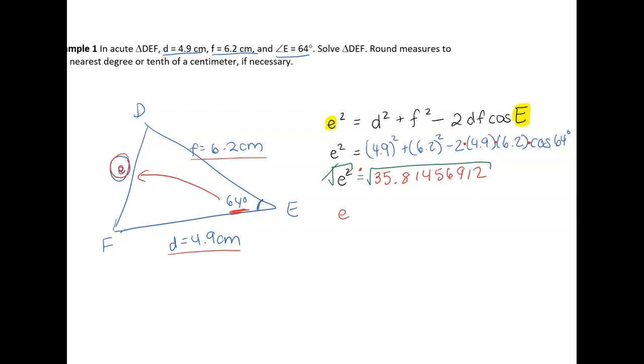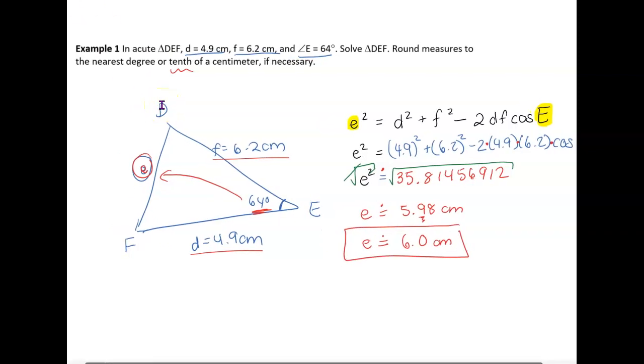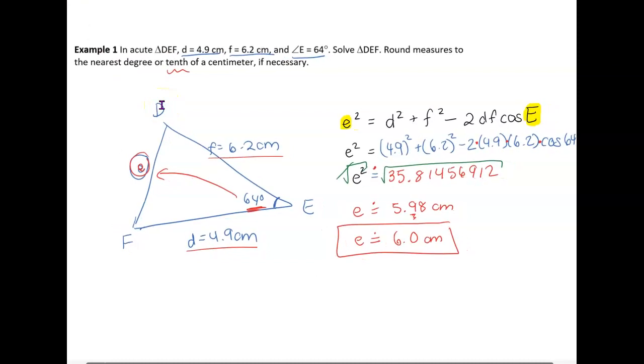So my answer of the side length of E is approximately 5.98 centimeters. Although this question asked me to the nearest tenth of a centimeter, so really I would say E is approximately 6, because when I round to 1 decimal place, I would have to go one more up. So it's approximately 6 centimeters long. All right, and from there you can probably figure out everything else.